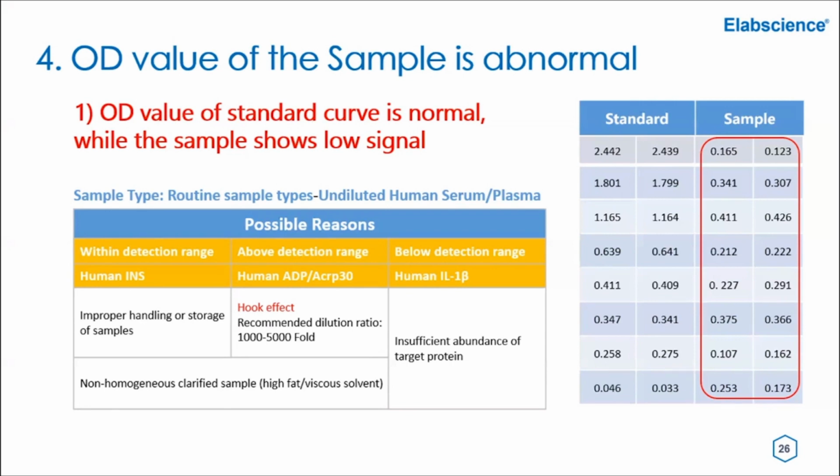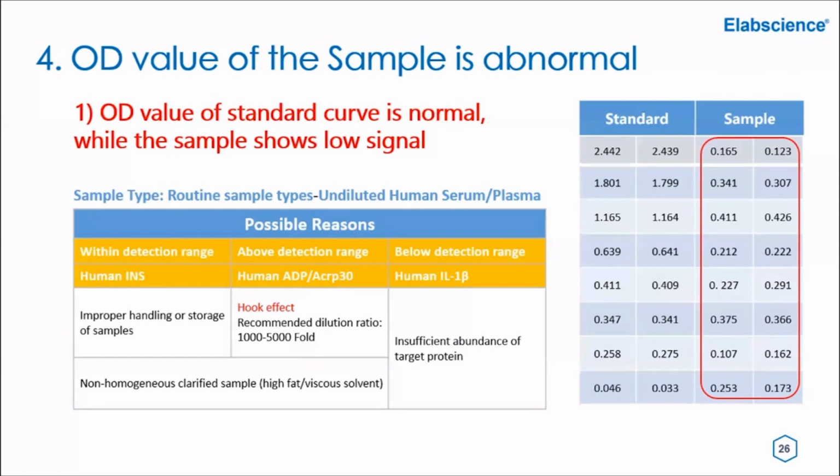Type number 1, like this result data on the right side: you can see the standards work normally, while the sample shows low signal. For this kind of result, different sample types will lead to different analysis directions. If it is a routine sample like serum or plasma, then this result may be relevant to the sample concentration. Here I listed 3 cases.